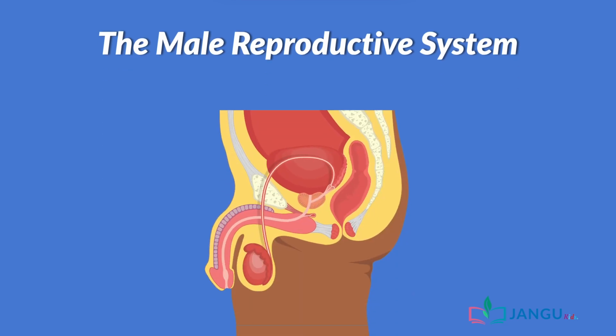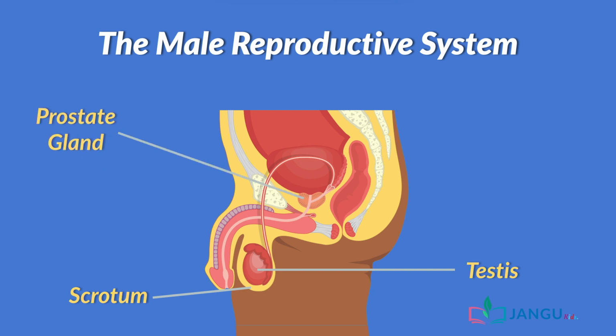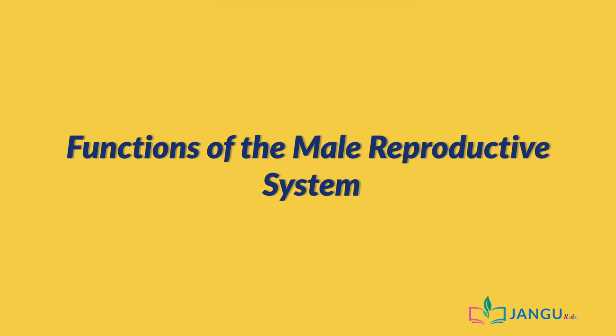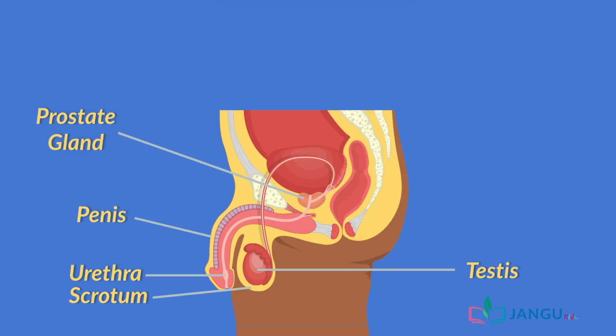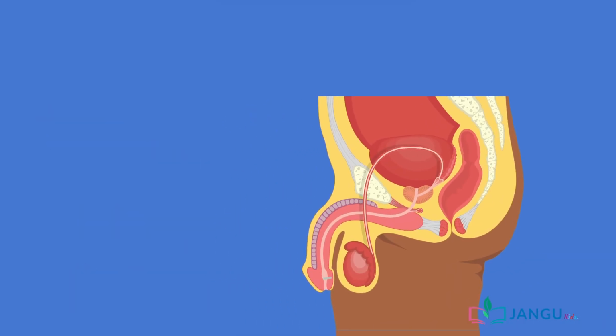The male reproductive system consists of the following. Number 1, the testes. Number 2, scrotum. Number 3, prostate gland. Number 4, urethra. And number 5, the penis. Now let's learn about the functions of each of these organs, starting with the testes.